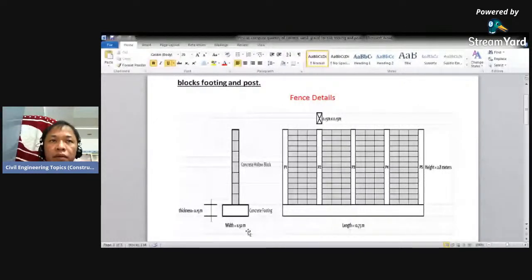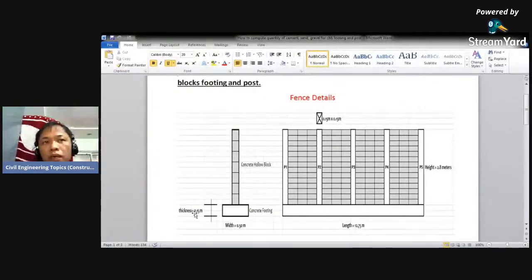Okay? Yung thickness, 15 centimeter. Pag i-convert niyo sa mm, 150. Itong width, 500 mm. So ito yung size ng ating concrete coating. 150 mm by 500 mm by the length of 12.75 meter. Size ng ating post is 150 mm by 150 mm or 15 centimeter.